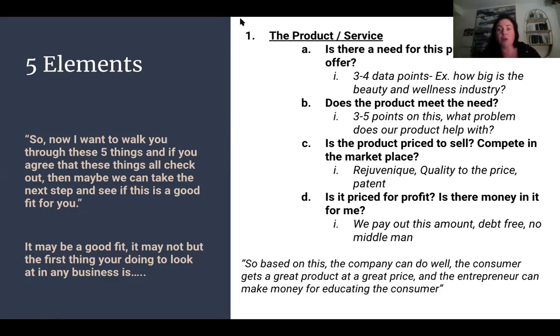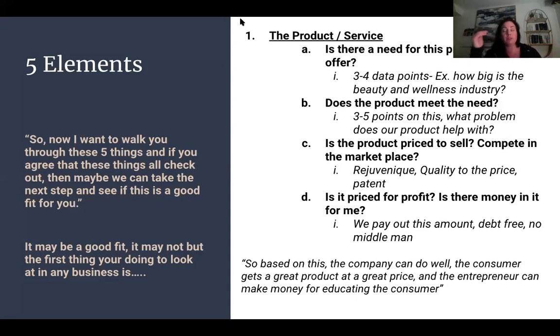3 to 5 points. What's the problem that people often complain about in this area, and do we solve that problem? Is the product priced to sell? Is it priced to compete in the marketplace? We could talk about Rejuvenique there and how we have a patent on it and the quality of the products. We use high quality ingredients, and we're naturally based, and we're vegan, gluten-free, all that stuff. And then, is it priced for profit? Is there money in it for me? So, how much do we pay out? We're debt free. There's no middleman. You're going to talk about that, how we manufacture and distribute everything.